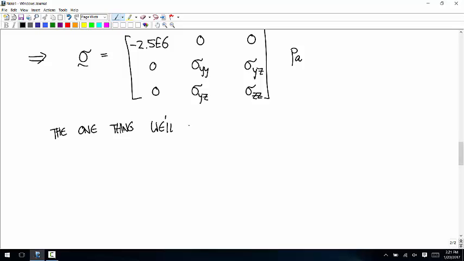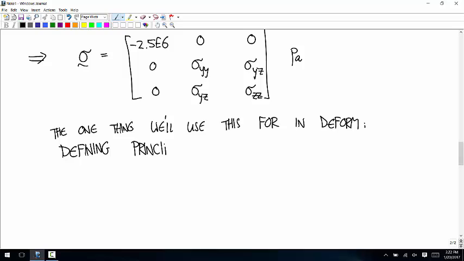So the one thing that we'll use this for in D2L form is defining the principal stresses. When I say principal stresses, I mean the principal stresses, finding the principal stresses. So that's going to be a big topic later.